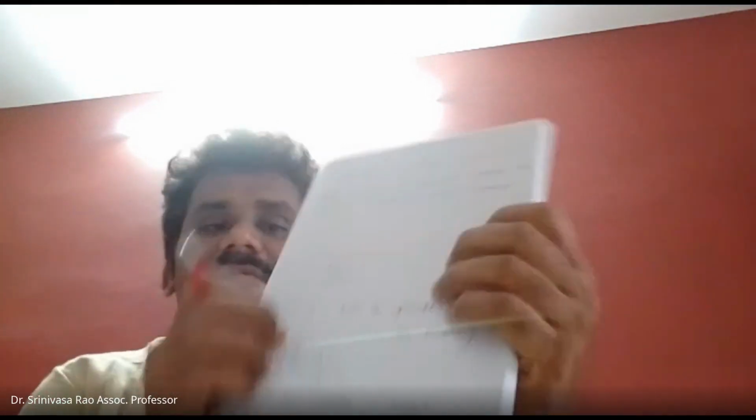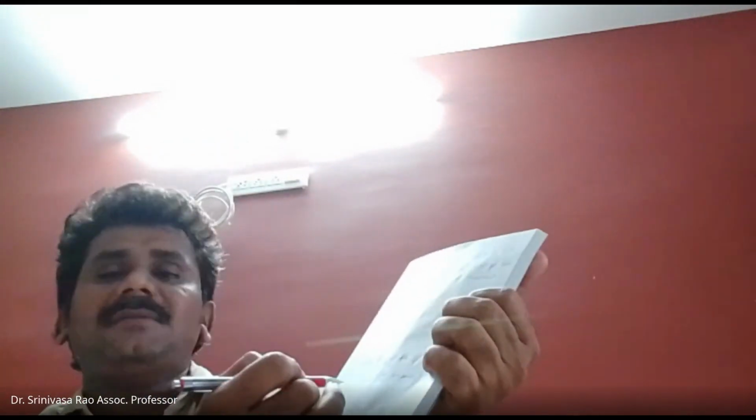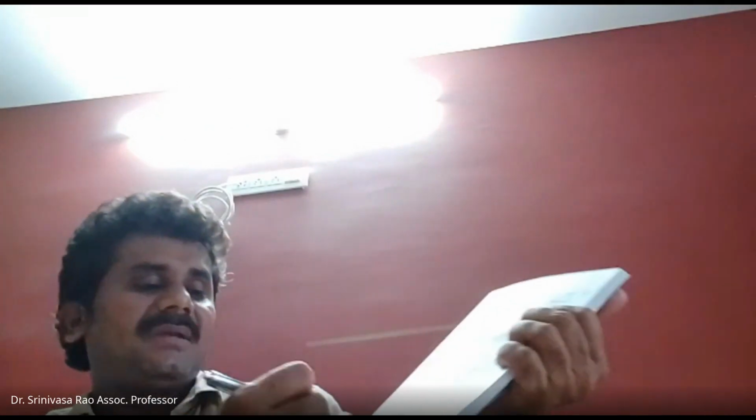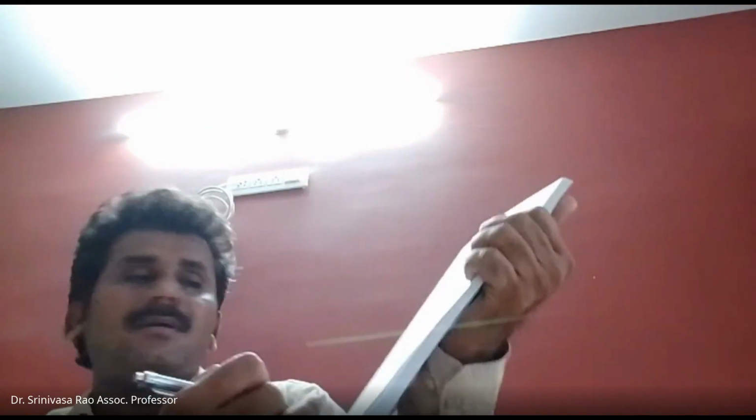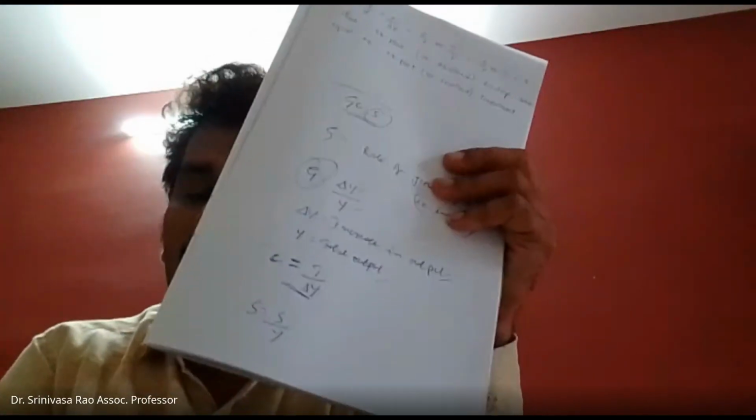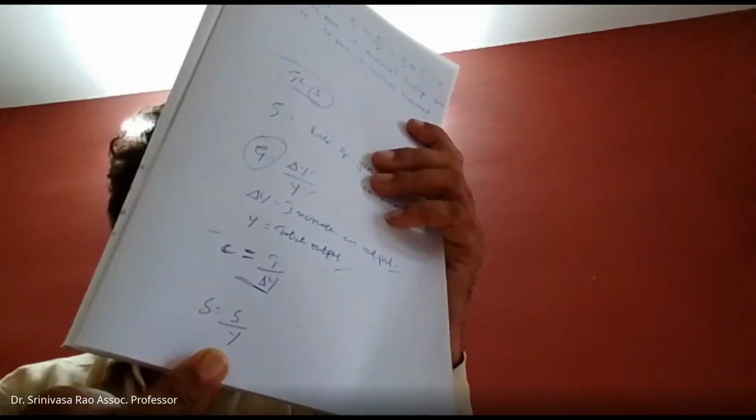Now C is completed. In this equation, GC is equal to S. G is completed. G can be written as delta Y by Y. C is completed. C can be written as I by delta Y. Now we're left with S. Please note down S. S is equal to S by Y. It is simply the average propensity to save. S is equal to S by Y, the average propensity to save.